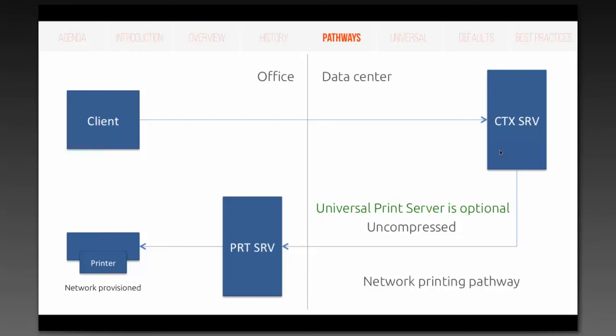Now here, the universal print server is optional because it's supposed to be capable of compressing the print output sent between the Citrix server and the print server.